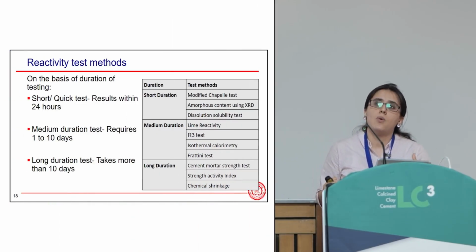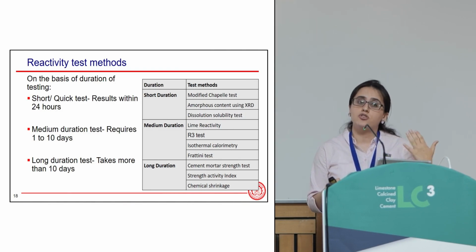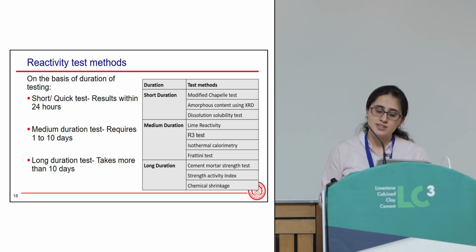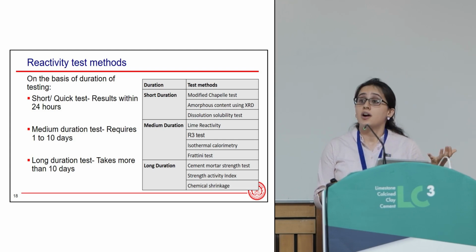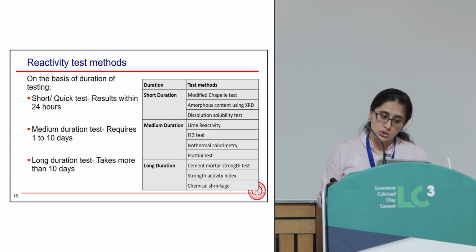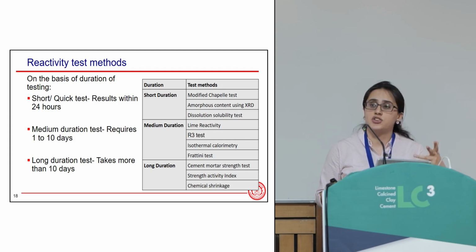But those techniques have one drawback. They require a highly skilled operator, not only to perform the test but also for the analysis, which is not available at all laboratories. In such cases, we can use reactivity test methods, for which a lot of standardized test methods are available. Based on the duration of the test, we can classify these test methods into 3 categories.